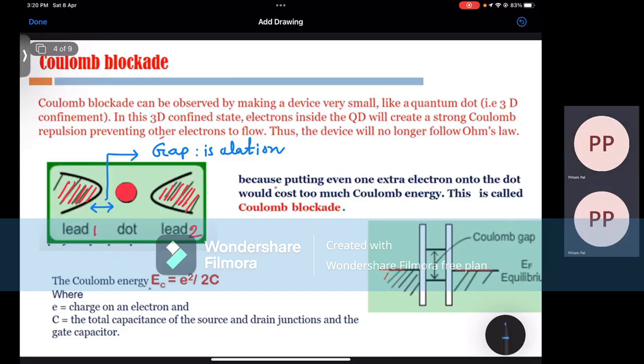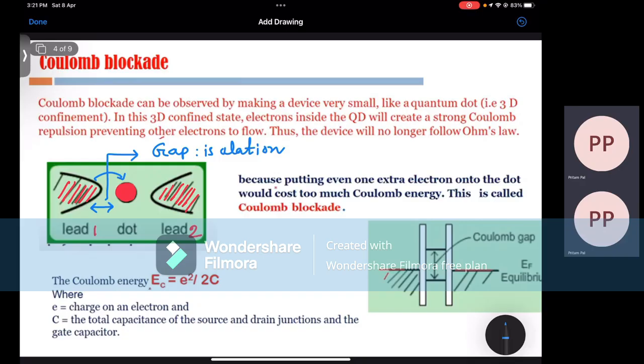And the further movement of electrons from outside to the dot, or from the dot to outside, will become very difficult, because the electrons which are already present here have a very strong repulsive force. They will not allow any fresh electron to come from this side to this side. It's like, you know, already similar to the Hall effect, whatever you have seen.